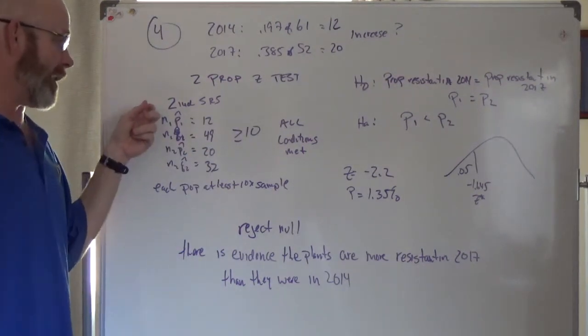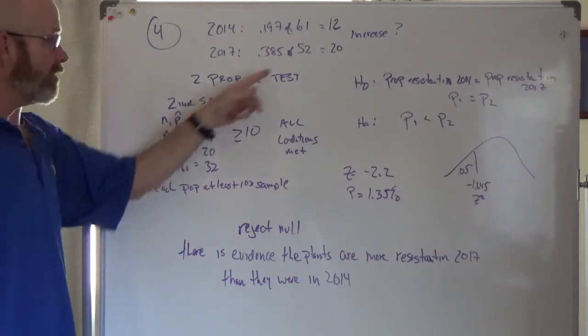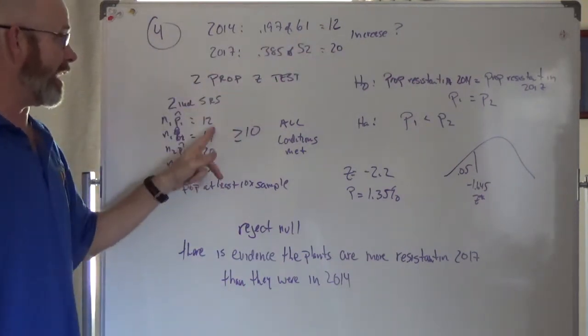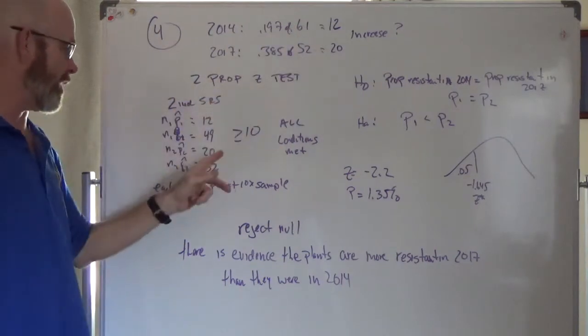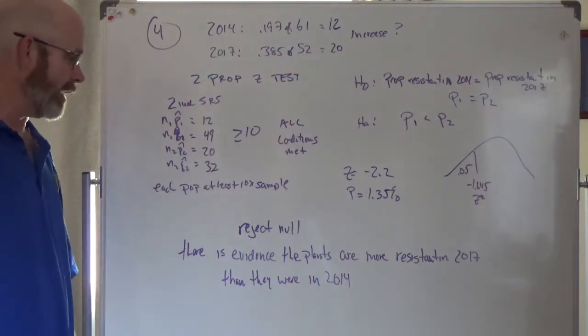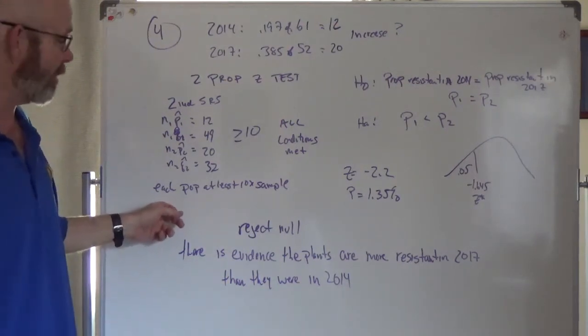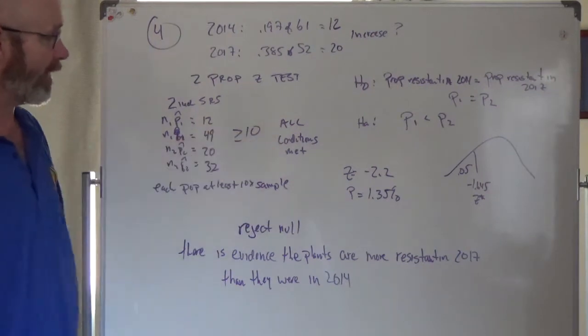2 independent simple random samples, n1 p1 hat, n1 q1 hat, and so on. There's the 12 plus the 49 to give me the 61, the 20 plus the 32 to give me the 52, all greater than or equal to 10. Each population is at least 10 times the sample size. We've met all the conditions.